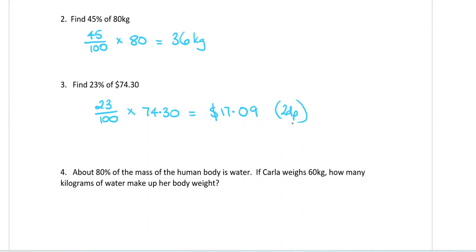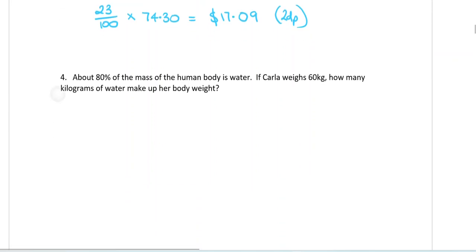All right, and then there's one wordy question here, but it is doing the same thing. It's just trying to disguise the question a bit more with the words that are in there. It says about 80% of the mass of the human body is water. If Carla weighs 60 kilograms, how many kilograms of water make up her body weight? 80% of her is water. So 80% means 80 over 100 of the 60 kilograms.